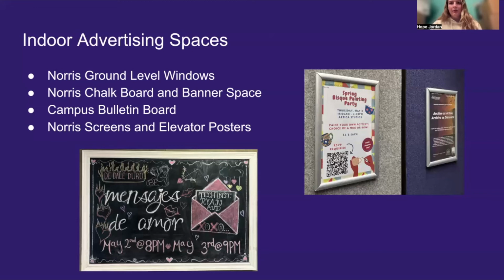Norris screens and elevator posters are also good resources for communicating about your event with the campus community. Norris screen designs can be submitted through their website where you'll find more information on different size restrictions and be able to reserve that advertising space for around 2 weeks, depending on your reservation. You can also use elevator posters, which you can see on the right here, and there are about 4 different spots for posters in the elevator, and that will help anyone who travels in the elevator see your event.